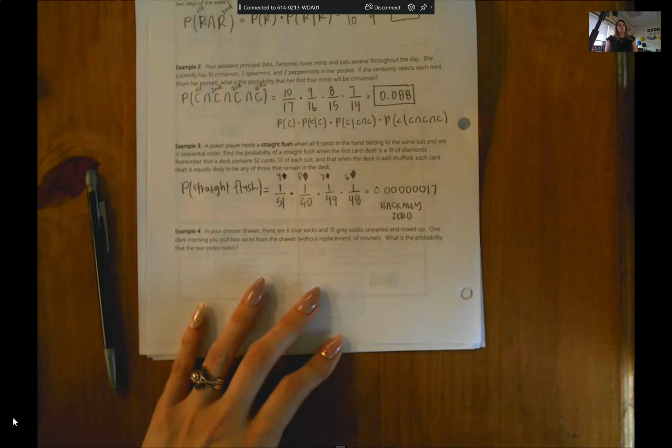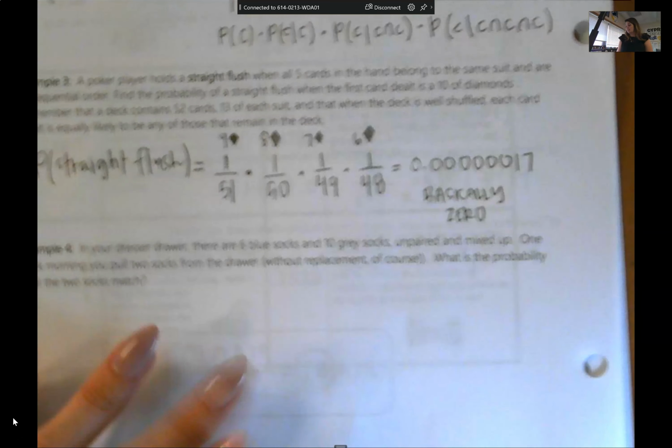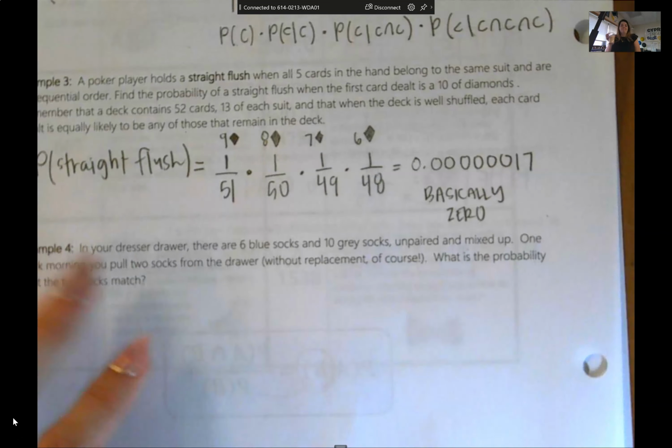And yet it happens because over the long run, there are poker hands that are a straight flush. That's when you go all in. You bet your $20,000 worth of chips.